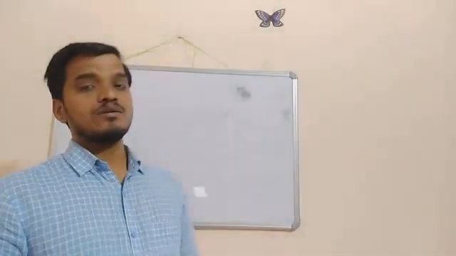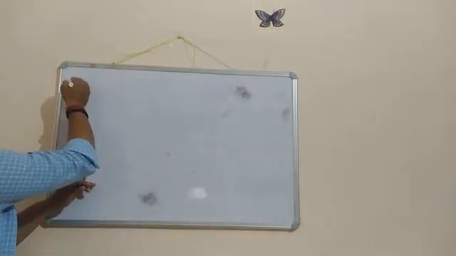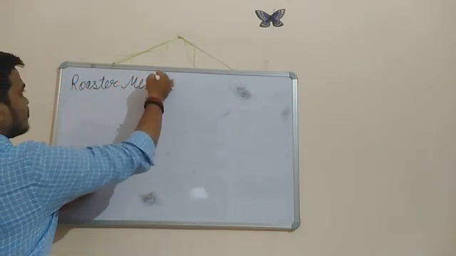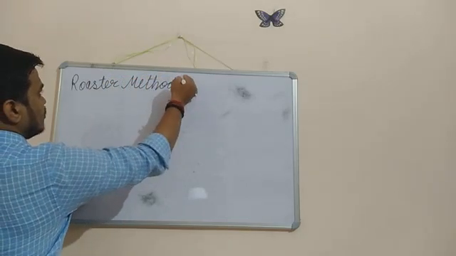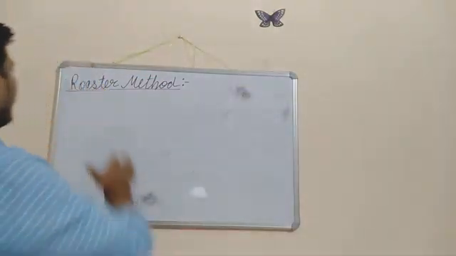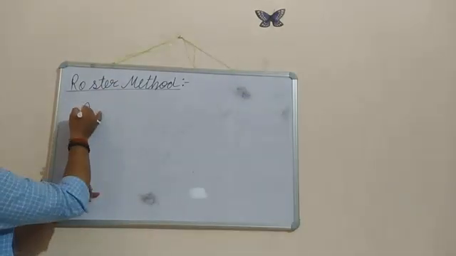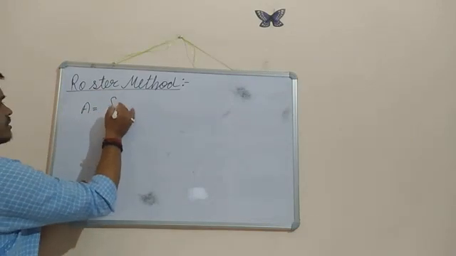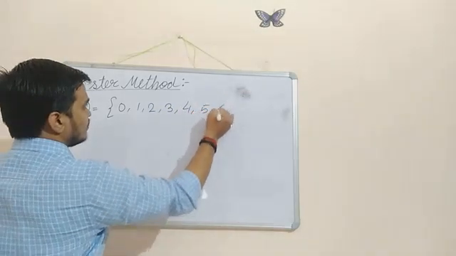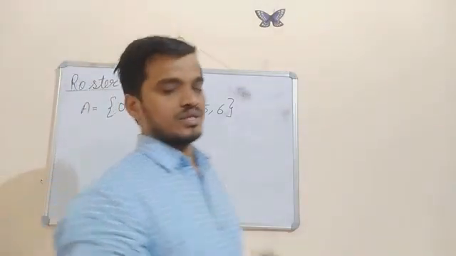What is the roster method saying? The roster method we used to call the tabular form also. Roster method is saying the same as you have written: A is equal to 0, 1, 2, 3, 4, 5 and 6. This form is only known as the roster form.